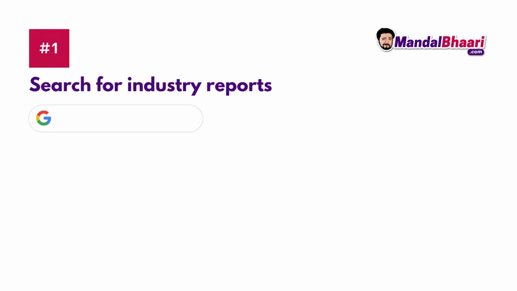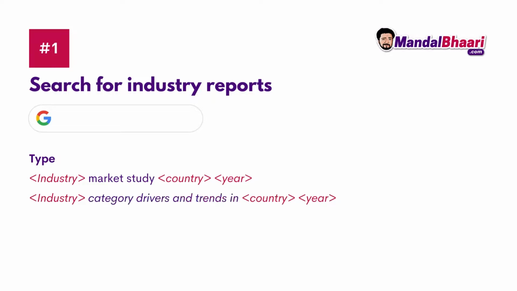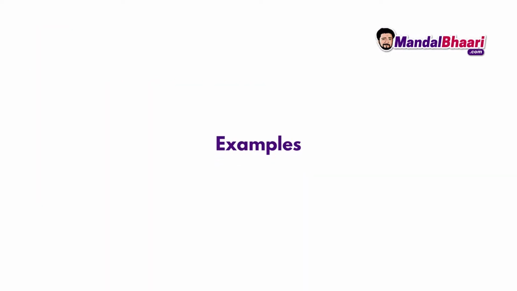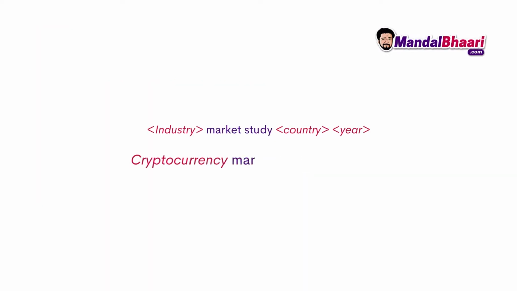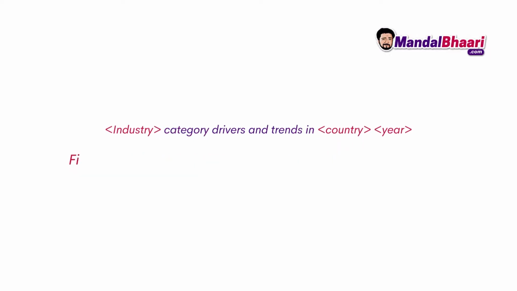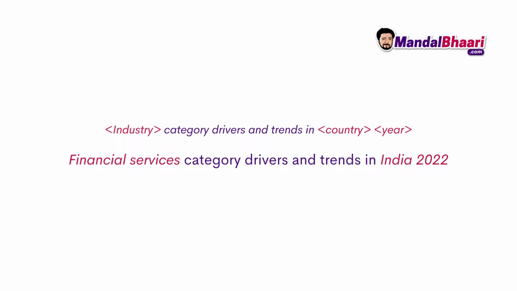How do you do that? Here's how. Search for reports related to the industry. Type industry, market study, country, year, or industry, category drivers and trends in country, year, and look for relevant reports and jot down important points. Example, the cryptocurrency market study in India 2021, or financial services category drivers and trends in India 2022.